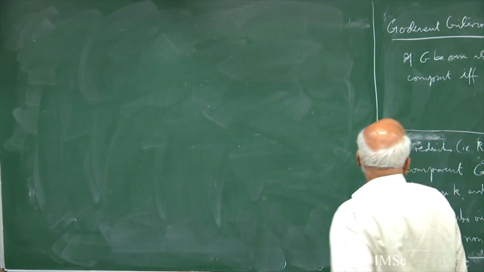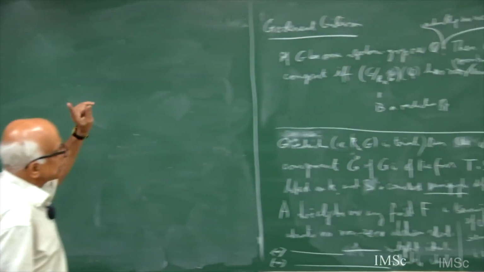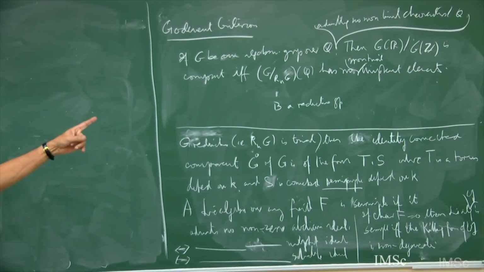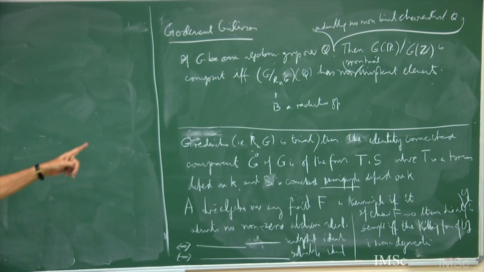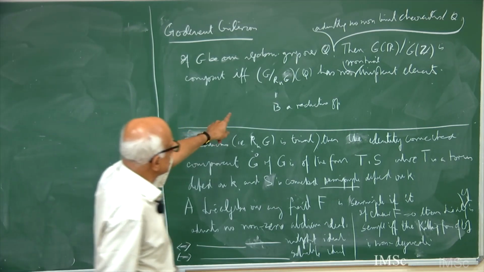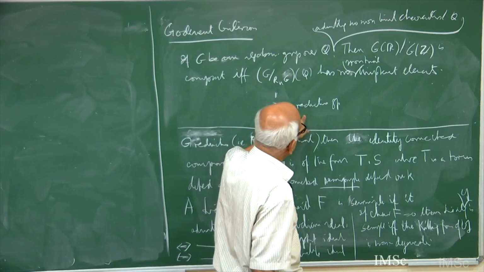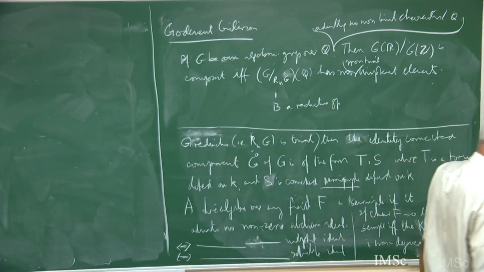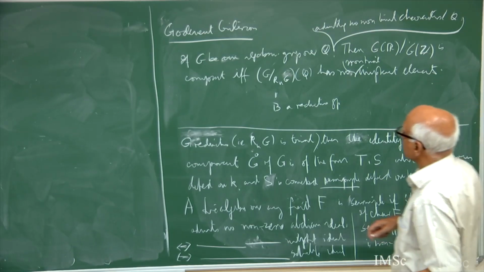Okay, so here is the Goodman criterion which I am after. G is an algebraic group defined over Q, admitting no non-trivial characters over Q. Then G_R/G_Z is compact if and only if G/R_u(G), this is the semisimple quotient B, which is a reductive group, has no non-trivial unipotent elements. First, I want to reduce the problem.